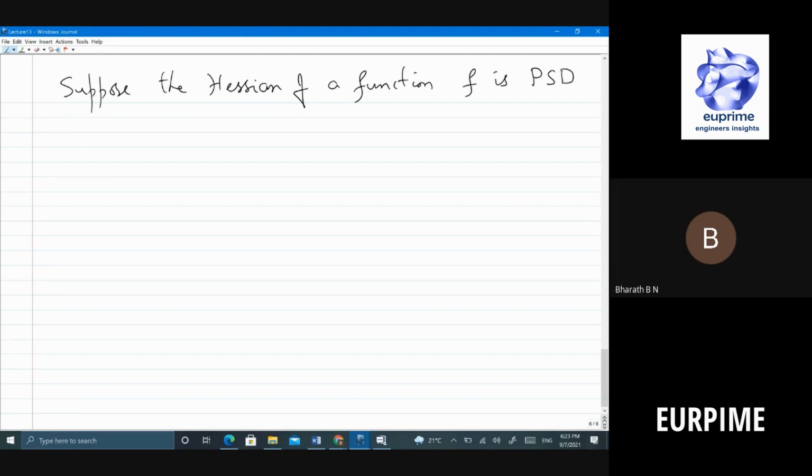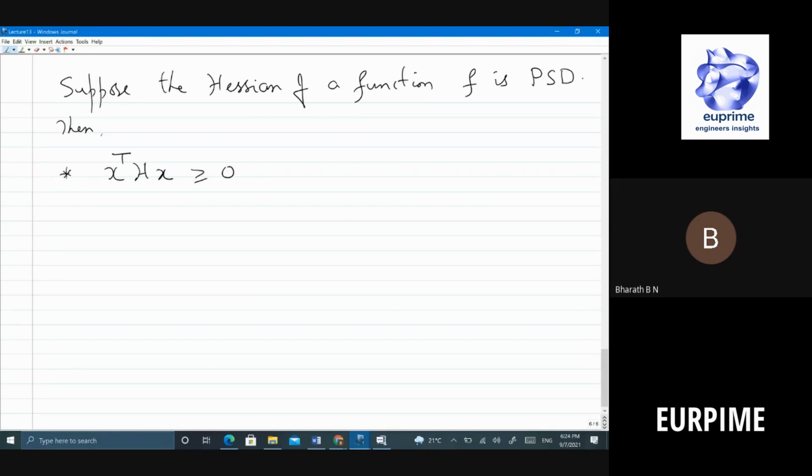Okay, so what does that mean? If it's positive semi-definite, what does that mean? The eigenvalues are all non-negative, right? It's greater than or equal to 0. Then let's look at, let's say, x transpose Hessian x. What can you say about this? Can somebody tell me? Greater than or equal to? Okay, so that's one thing. Anything else?